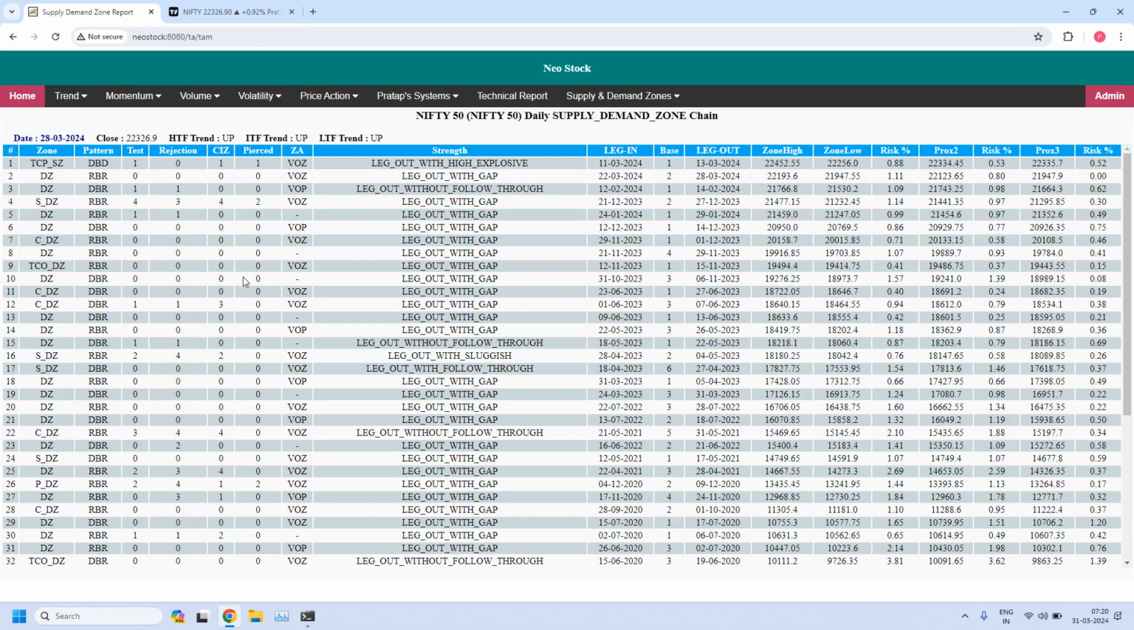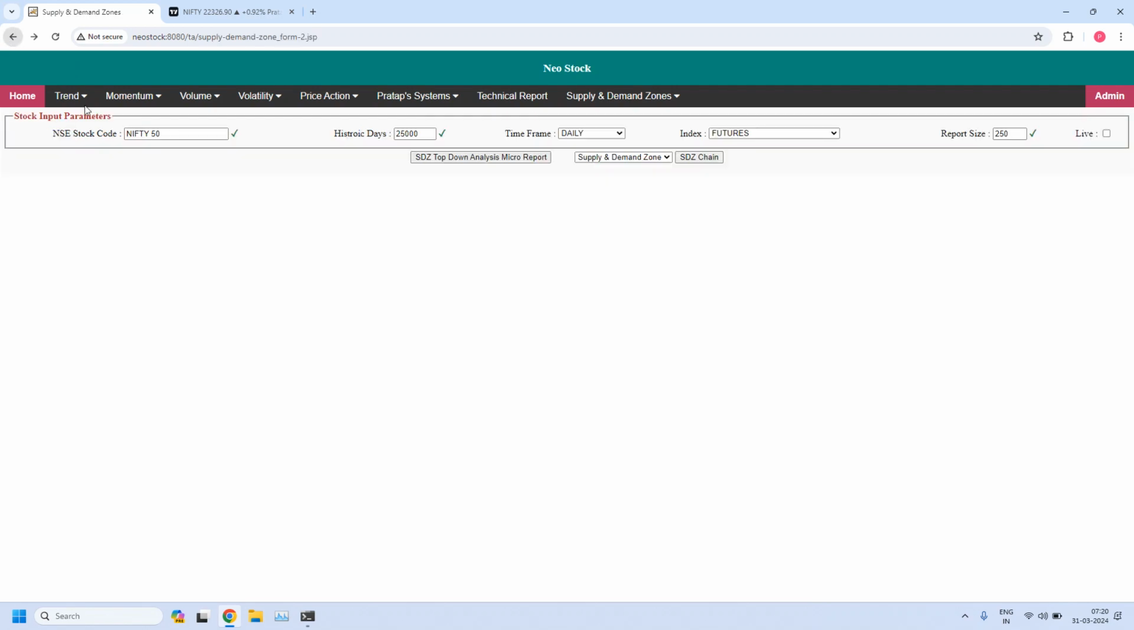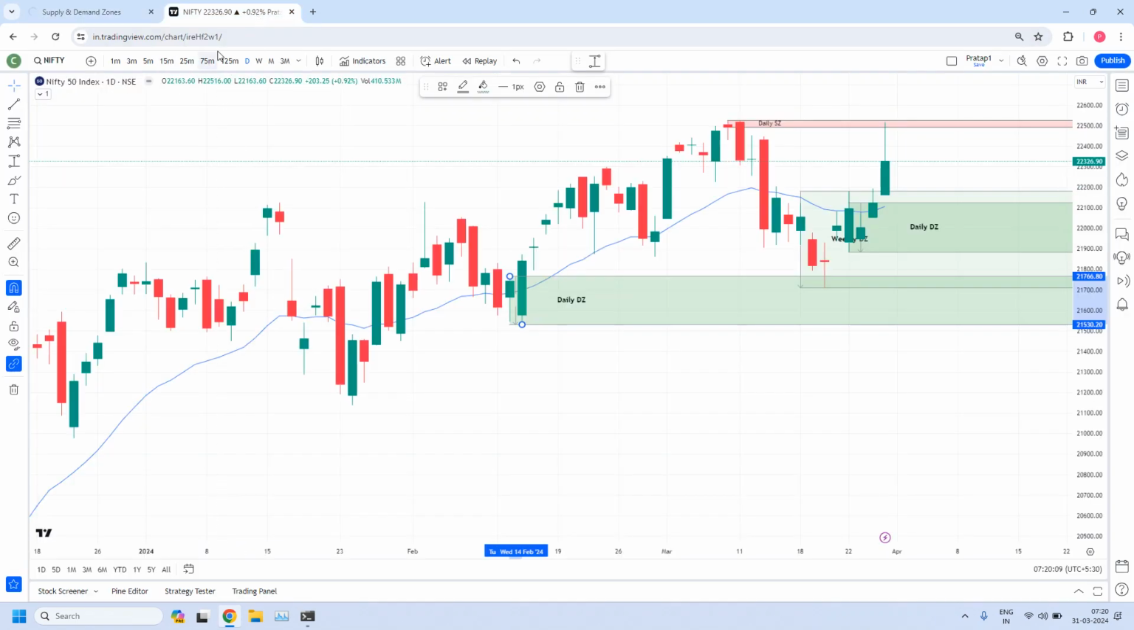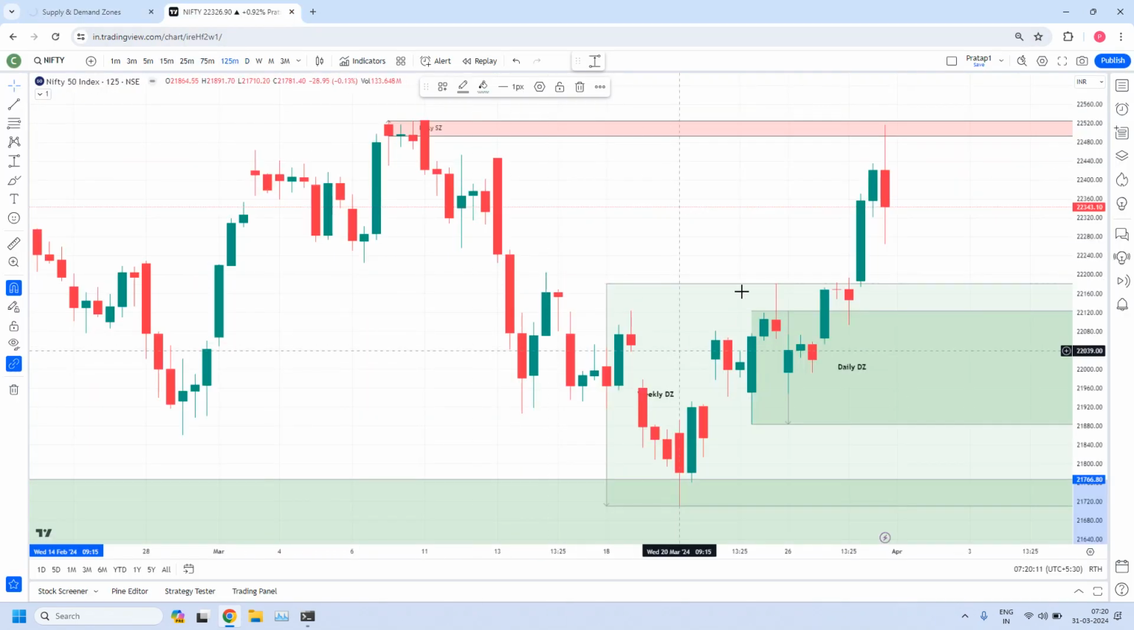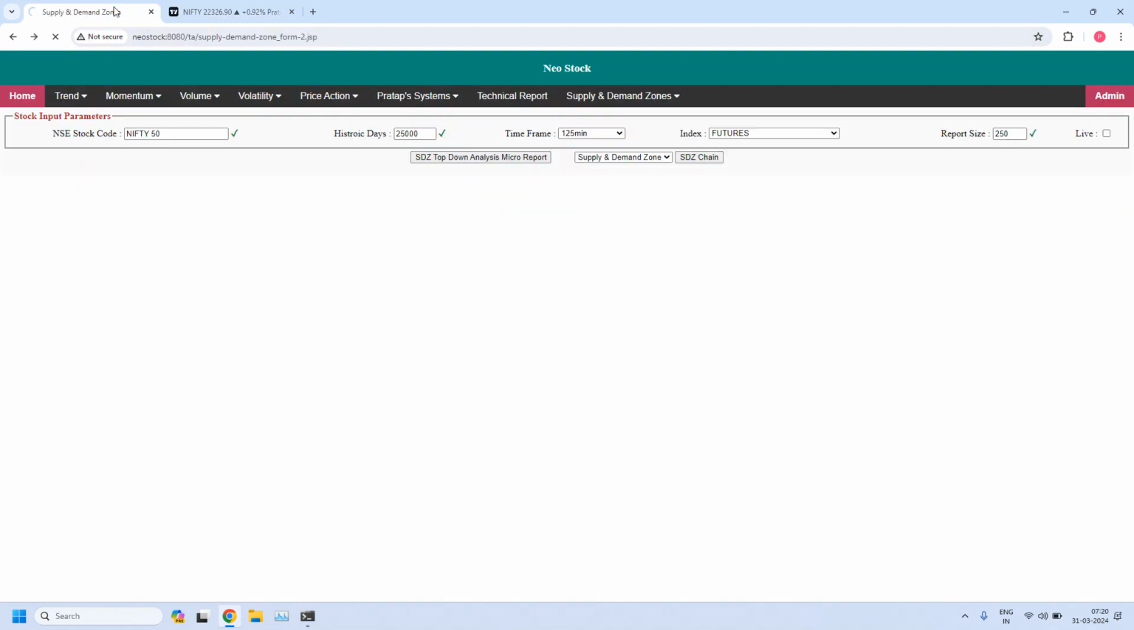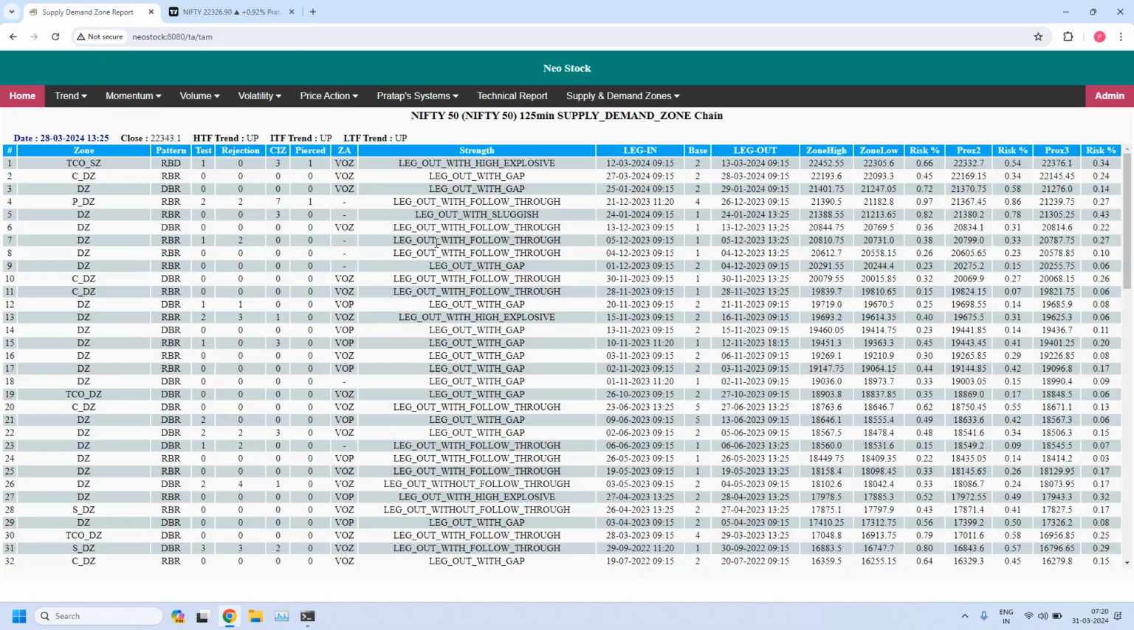So now let's move on to the next time frame. Changing from daily to 125 minutes, I am generating the chain. Meanwhile, I will change the time frame here on the charts. Still it is generating. Okay, now it's ready. So what are the immediately available demand zones and supply zones? That we will look into. So this is the immediately available supply zone. This is the immediately available demand zone.